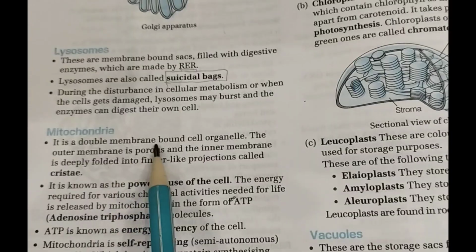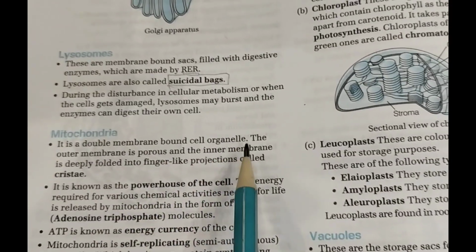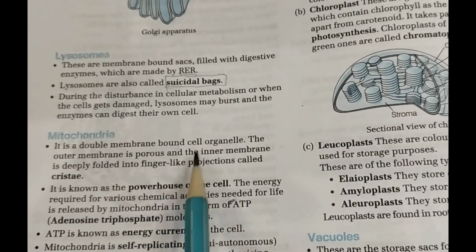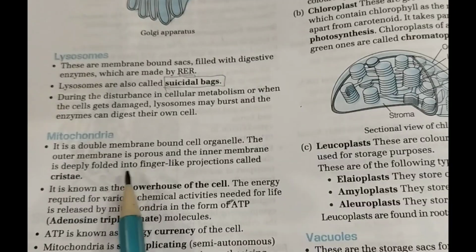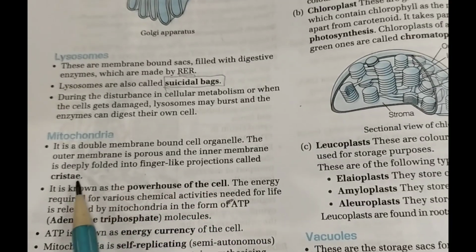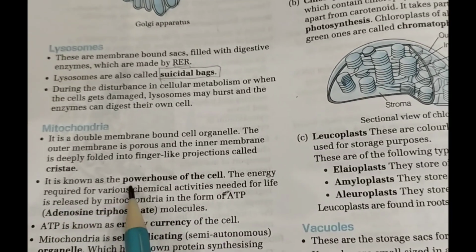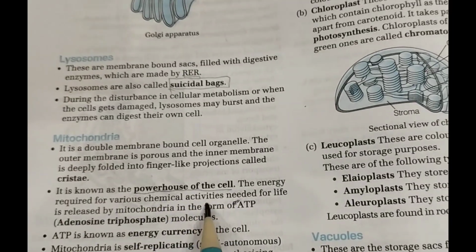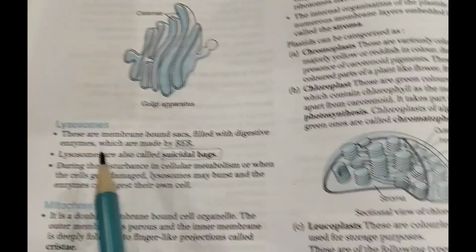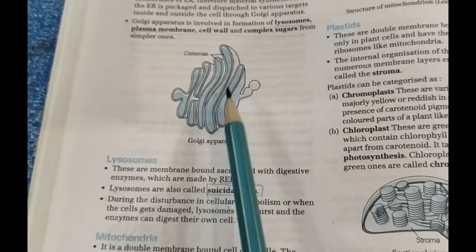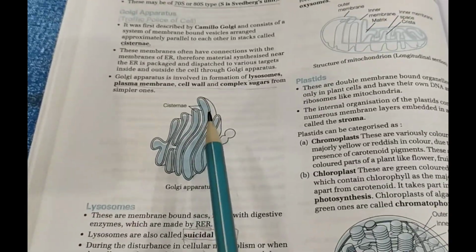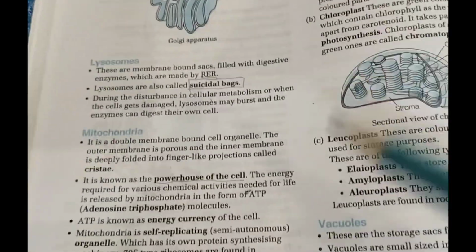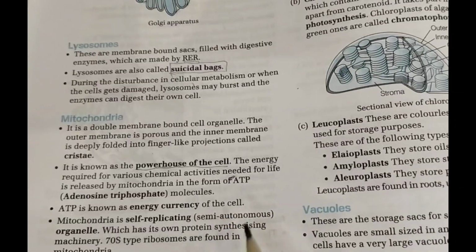It is a double membrane-bound cell organelle. The outer membrane is porous and the inner membrane is deeply folded into finger-like projections called cristae. It is also known as the powerhouse of the cell. इसको क्या बोलते हैं? पावर हाउस ऑफ द सेल. माइटोकॉन्ड्रिया को. नेक्स्ट लाइसोसोम्स को हम क्या बोलते हैं? सुसाइडल बैग्स. और गोल्गी एपरेटस को हम बोलते हैं ट्रैफिक पुलिस ऑफ सेल्स. ये इनके जो सेकेंड नेम्स हैं इनको भी आप याद रखिएगा.